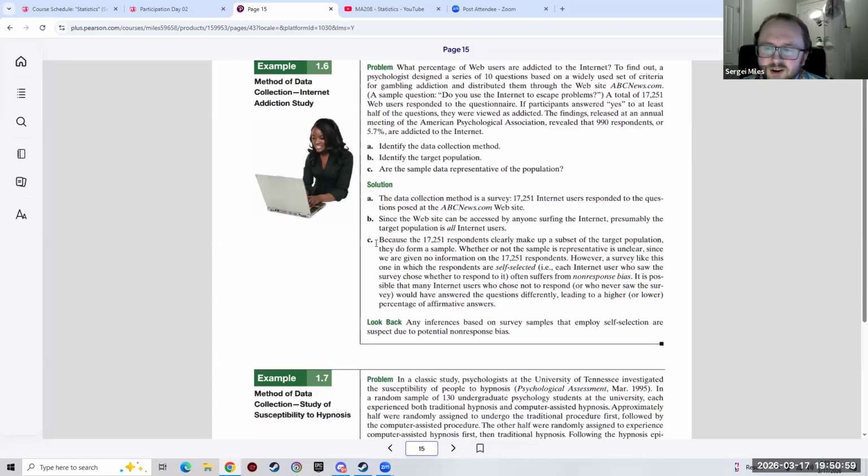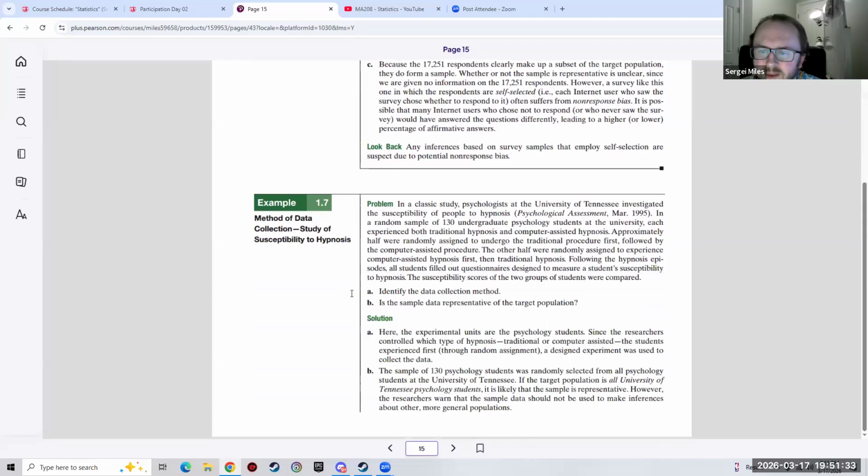Now, the answer they give here in the textbook, they say that we don't really have enough information to say whether or not this is representative. But we can say that there is some kind of bias here where the respondents are self-selected. They are self-choosing to answer, right? So this isn't a random selection. These are people who are choosing to answer. And then we have the possibility for non-response bias. All right, so we have this example.